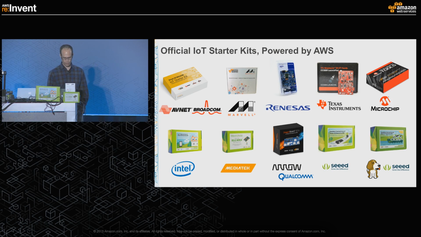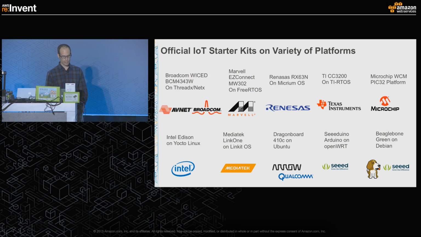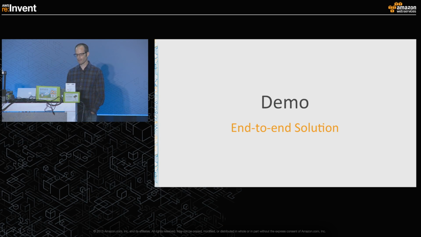There's a starter kit for all of those situations. And this next slide shows the variety of OSs. Some of these, the Dragonboard, is running an Ubuntu version of Linux. There's different RTOSs like FreeRTOS and ThreadX. There's just a wide variety of starter kits. There's one for everybody. And at this point, I'm going to hand it back over to Marku.